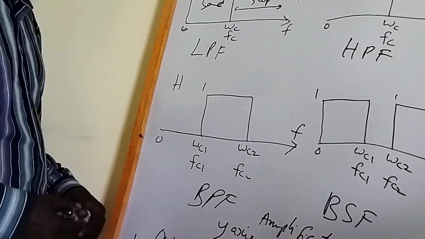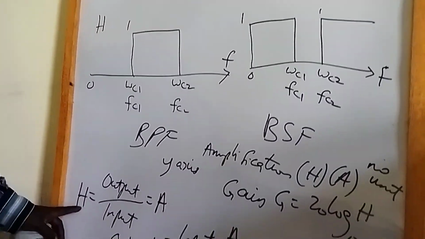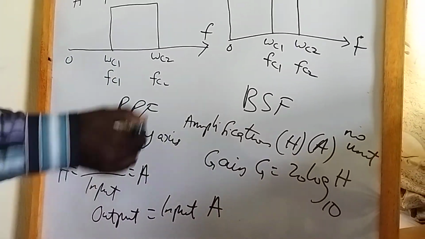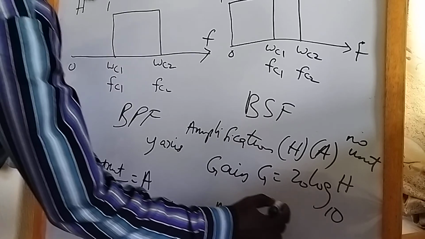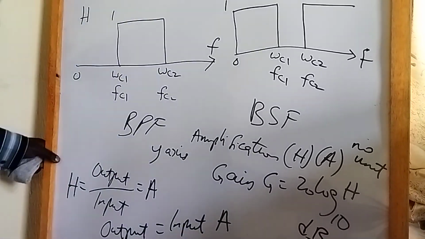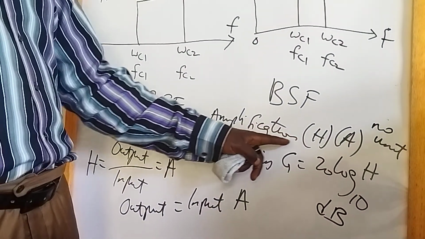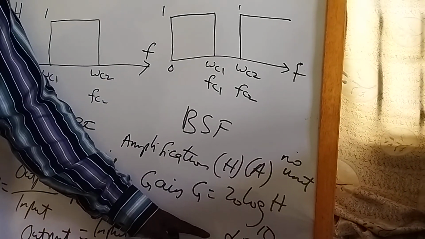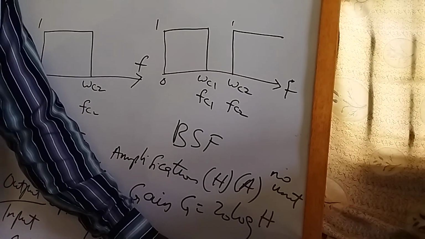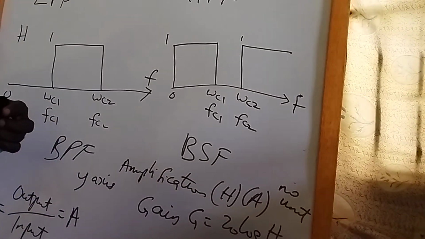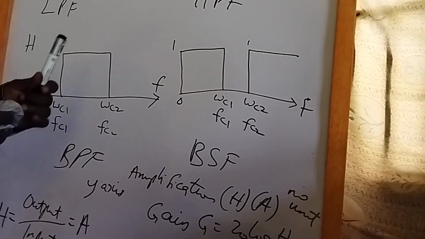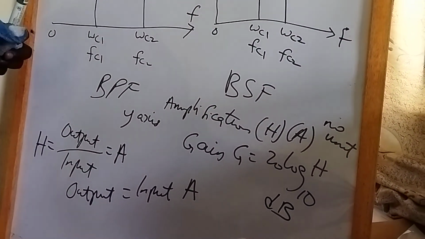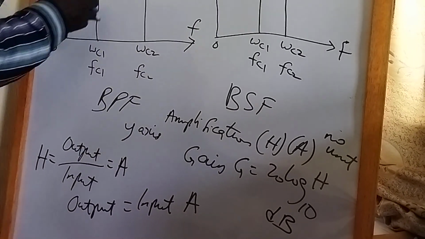And like that. Now, this H can also be expressed as decibel. So if it is expressed as a gain, the unit is decibel. If it is expressed as ordinary amplification, it has no unit. Now, these are ideal characteristics which are not possible in real life.